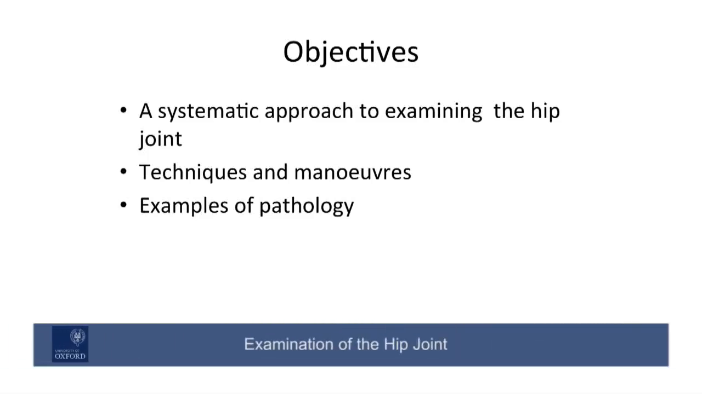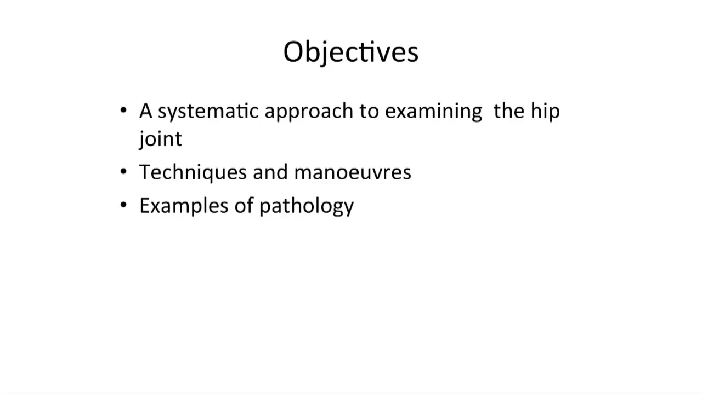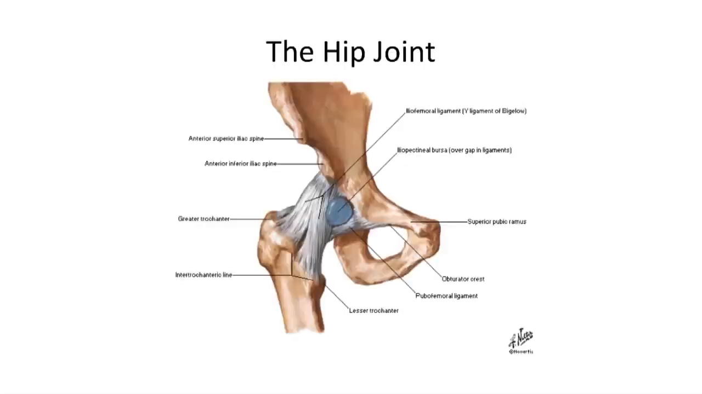This video will demonstrate a systematic approach to examining the hip joint. It will also give examples of pathology which may be found in examination of an abnormal hip. The hip joint is a ball and socket joint.